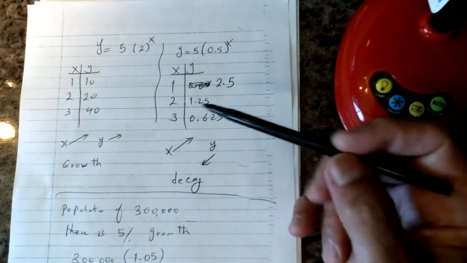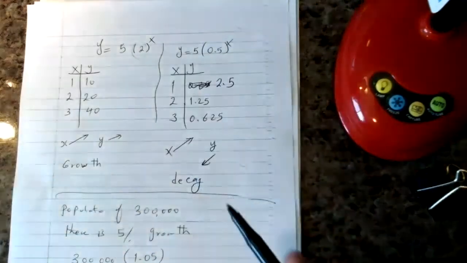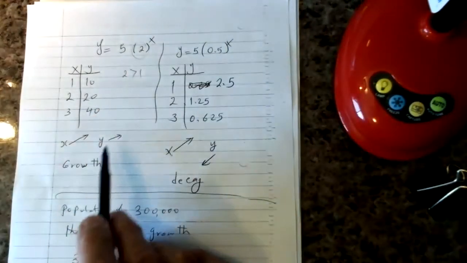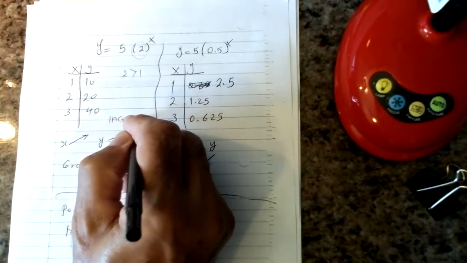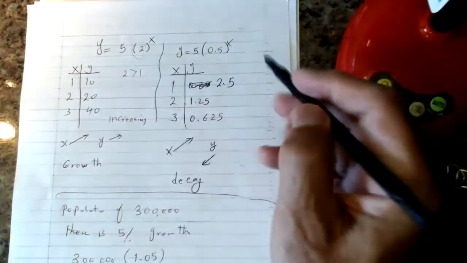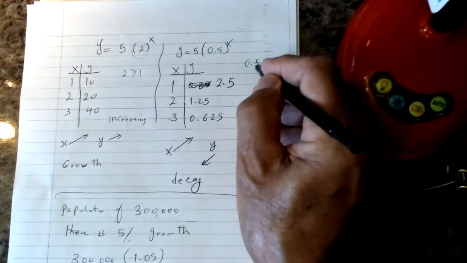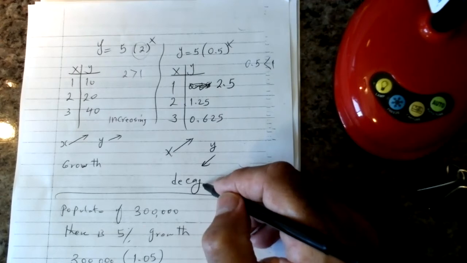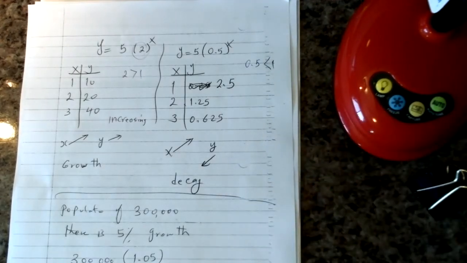I show you two examples again. If the base, which is this number, is greater than 1, then the function is increasing and is growth. If the base, which is this number, is less than 1, which it is, the function is decreasing or decay. And I'll show you an example here.